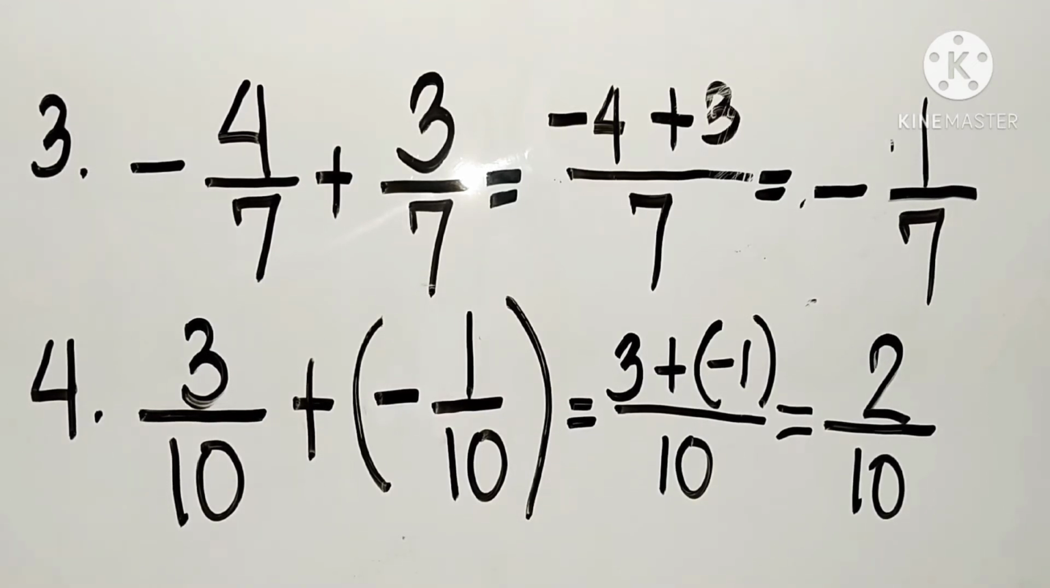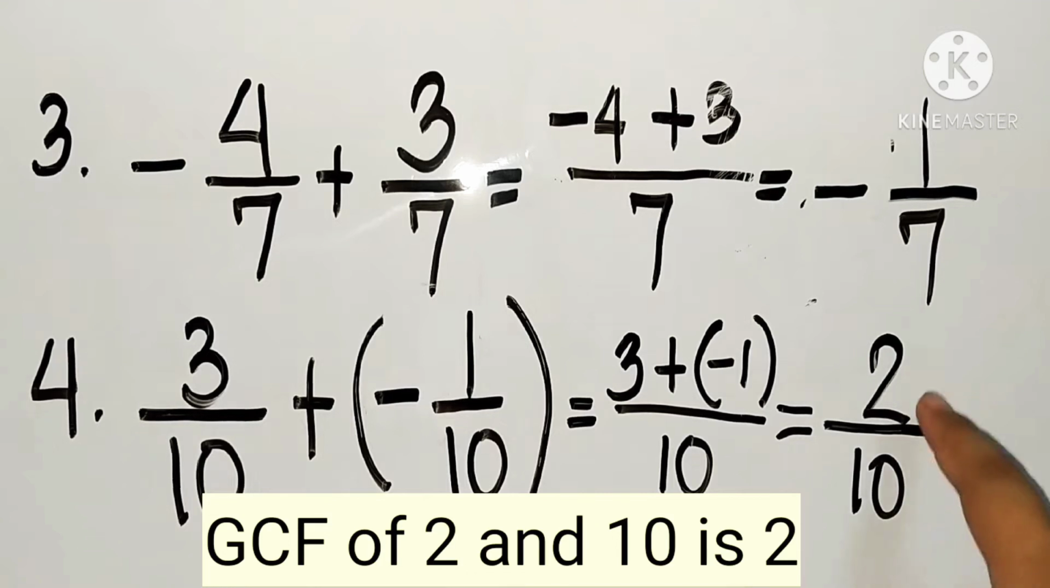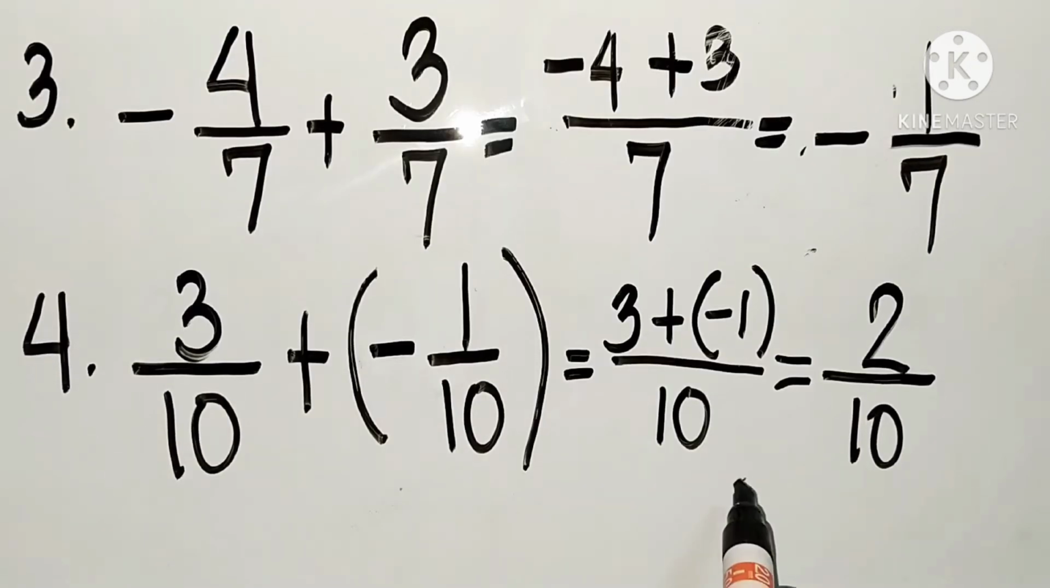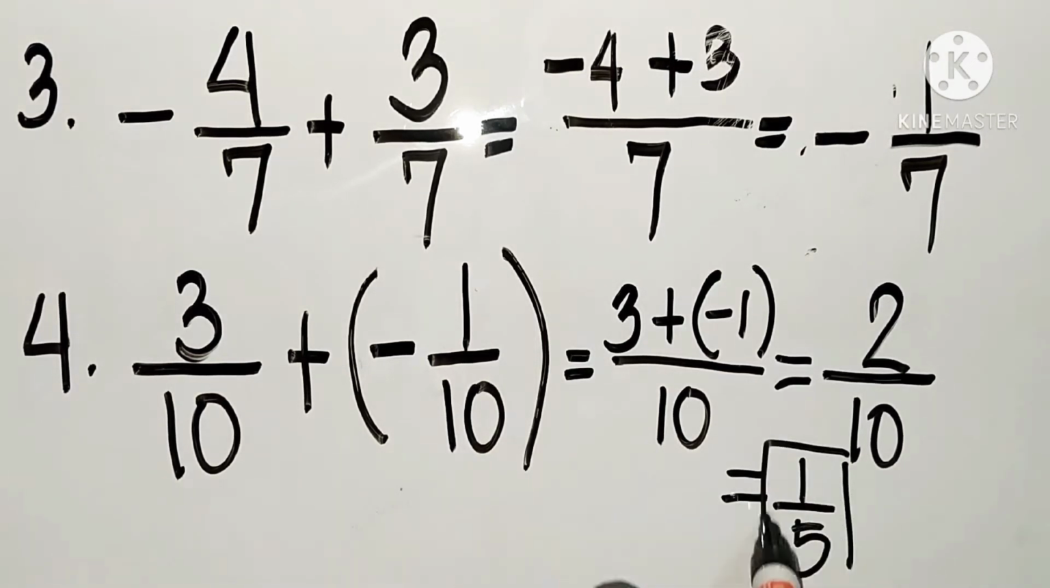Pero kung napapansin nyo, yung 2 over 10, meron silang common factor, which is 2. So, ibig sabihin, pwede natin itong i-express into lowest term. So, tandaan nyo, lahat din ang magiging sagot nyo dito, kailangan naka-express in lowest term. Ang magiging sagot natin ay 1 over 5. So, ito na ngayon yung final answer, 1/5. Tandaan lahat ng sagot natin, kailangan nasa simplified form.